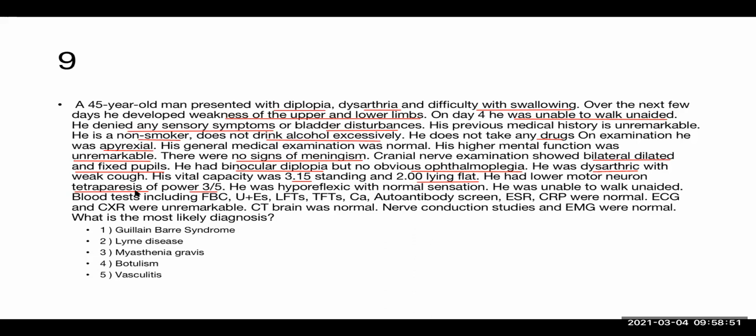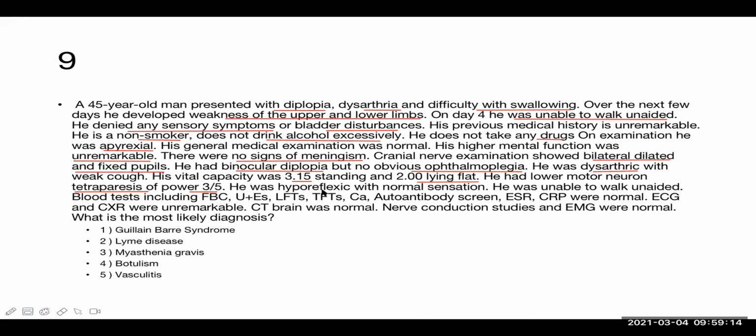This is another common question asked to the students. Look at the power here, 3 by 5. Still power is there. It is just weak. That's why the term paresis is used. If the power is 0, I will like to use the term tetraplegia. So very insignificant word, but has a real meaning there.